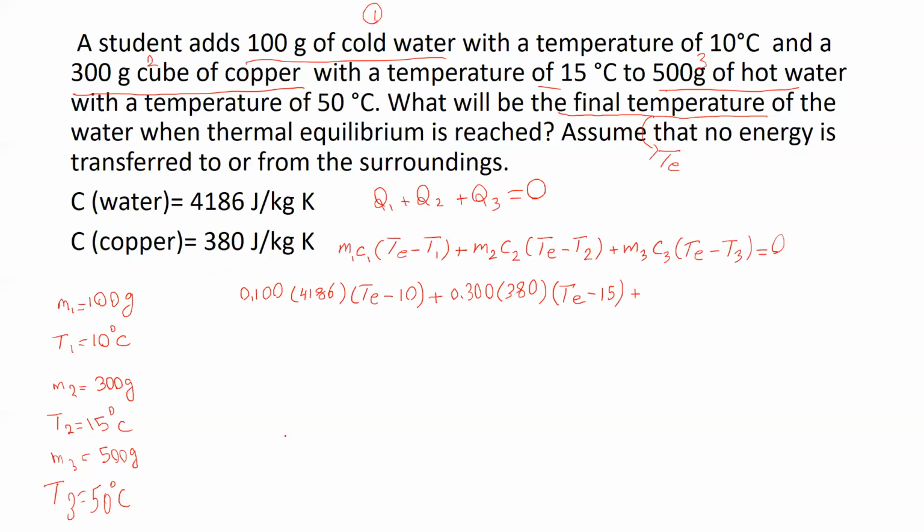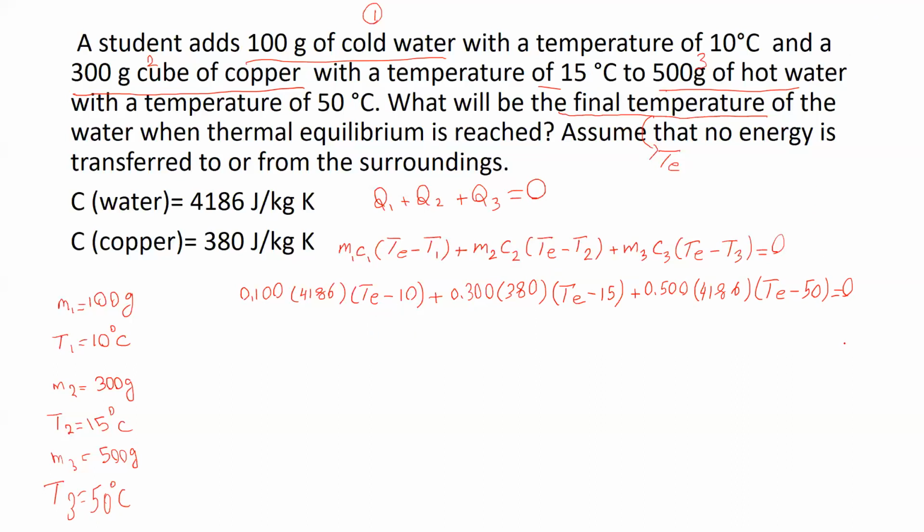Plus M3 is 500 grams divided by 1000, which becomes 0.5. The third one also is water, so C is 4186, times T equilibrium minus 50, equals 0. You see, the only unknown that we have is TE. Right now, there is just some simple math that we need to do in order to answer this question.